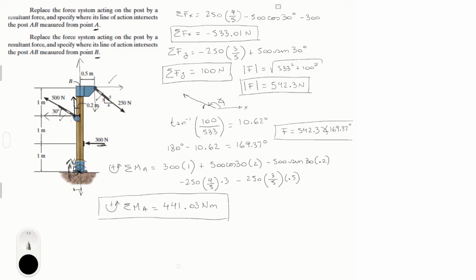Now the distance from A can be calculated by the sum of the forces on the x, because the forces on the y are not creating any moment in the AB line, times d. So this is 441.03 is equal to Fx, which is 533.01 times d. And if you solve for d, you should get that this is equal to 0.82 meters from A.